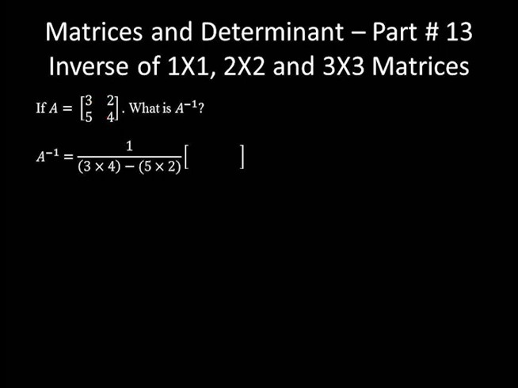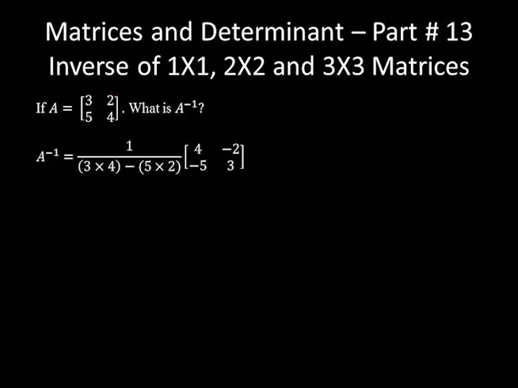To find the elements of this matrix, what we have to do is just to switch the main diagonal elements and multiply the remaining two elements by -1, or simply take the opposite of them. That's the opposite of 5 is -5, and the opposite of 2 is -2. So let's simplify the expression.